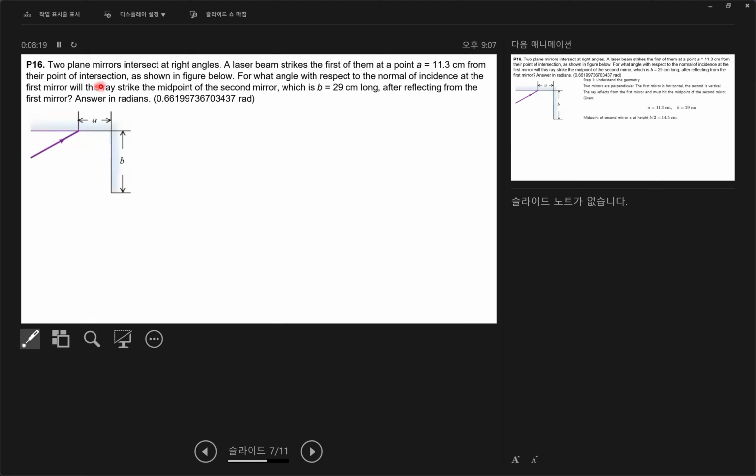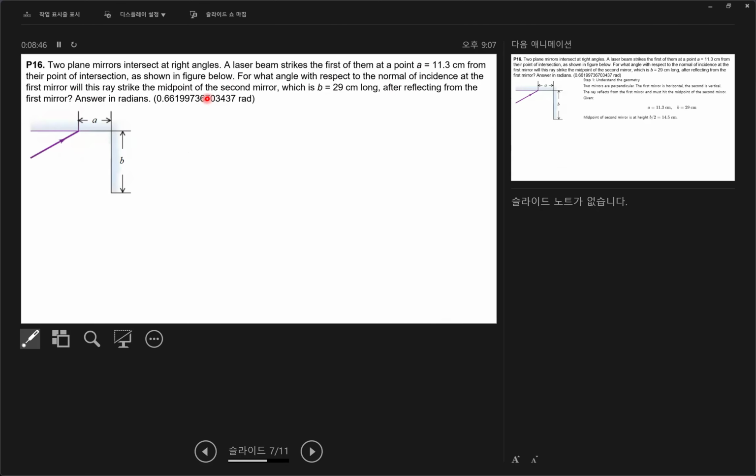Two plane mirrors intersect at a right angle. So plane mirror 1 and plane mirror 2 intersect at the right angle, 90 degrees. A laser beam strikes the first of them at the point A here. For what angle with respect to the normal of the incidence at the first mirror, the angle is from here to here. Okay.